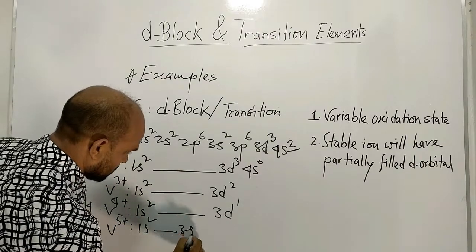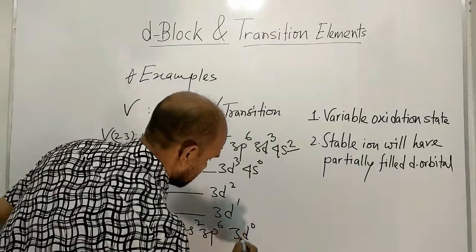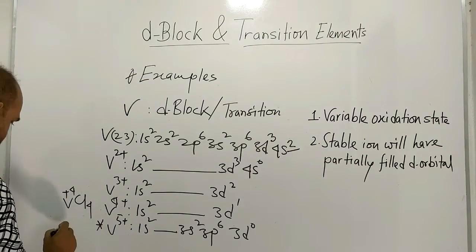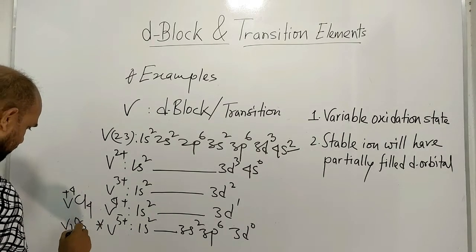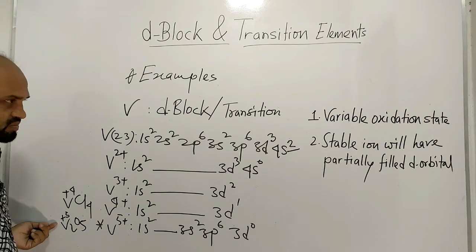Another one, let's see, vanadium 5 plus: 1s2, 3s2, 3p6, 3d0. This is the stable ion. The compound is like vanadium pentoxide, here oxidation state +5.